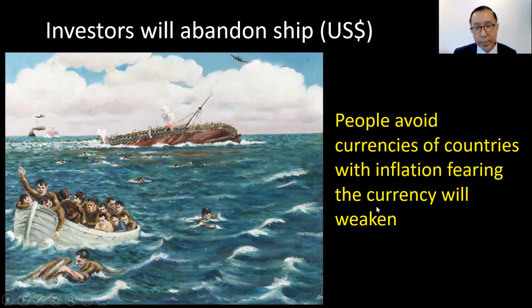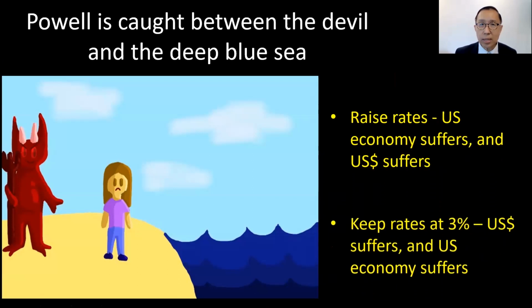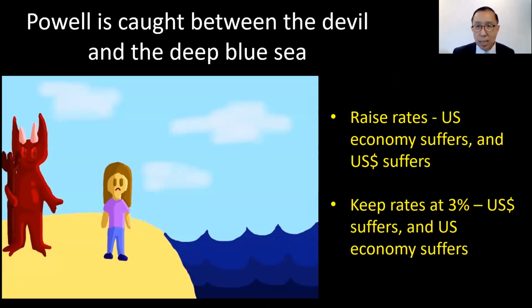That's probably going to happen again. So Powell is unfortunately caught between the devil and the deep blue sea. If he raises rates, the US economy suffers and the US dollar suffers. If he keeps rates at 3%, and it doesn't raise even more than that, the US dollar will suffer and the US economy will suffer too. So he can't really raise rates, maybe even beyond 2.5% this time around.